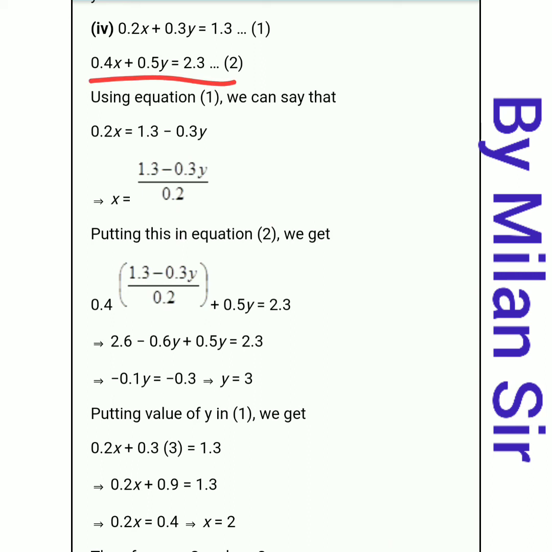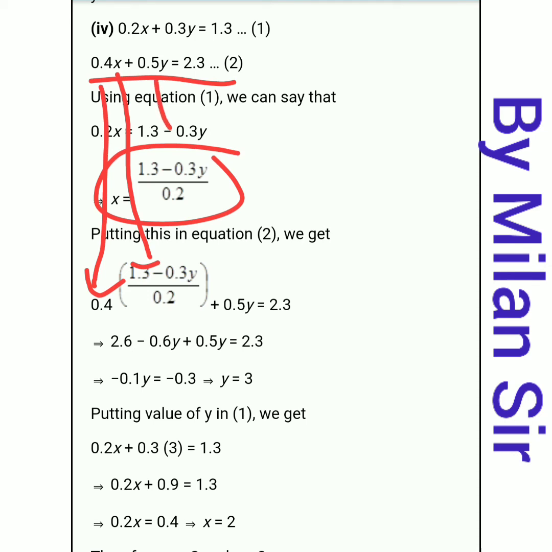It is 0.4x plus 0.5y equals 2.3. Okay, so our 0.4 stays as it is. Now in place of x we need to put this value, right? 1.3 minus 0.3y upon 0.2. So in place of x we put the value of x, which is (1.3 minus 0.3y) upon 0.2. Now 0.5y stays as it is, equals 2.3 as it is.